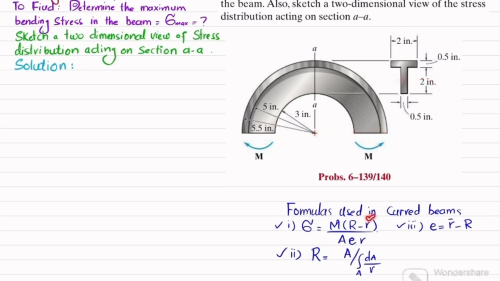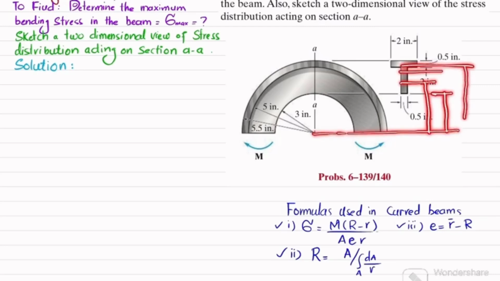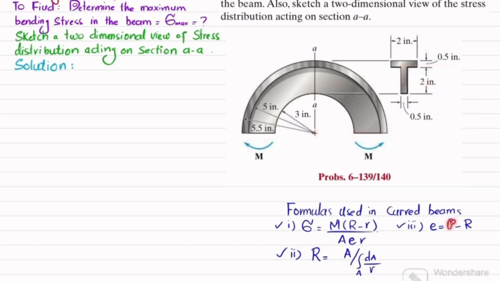What is this small r? So small r is the distance from the center of curvature to any point. It can be here, it can be here, it can be anywhere, where you want to find the stress. And this r dash will be equal to the distance from the center of curvature to the centroid of this section. So we'll find them each by each.